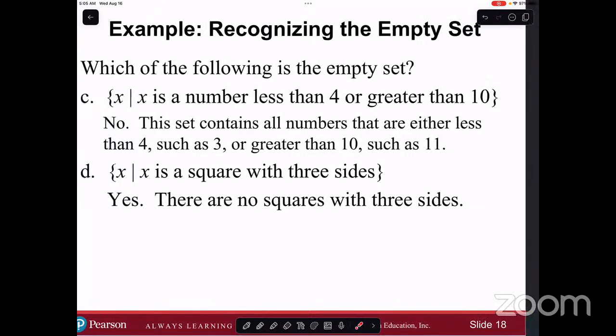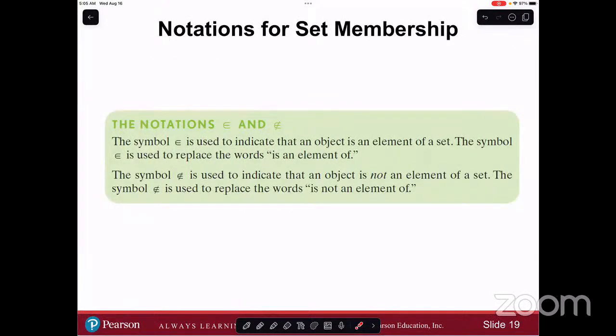Okay. Notations for set membership. The notations are "is an element of" and "is not an element of." The symbol here is used to indicate that an object is an element of a set. The symbol ∈ is used to replace the words "is an element of," so it's fairly simple to remember. It looks like an E. It just means is an element of or belongs to a set. And then the second symbol, the E with the slash through it, is used to indicate that an object is not an element of a set. This symbol is used to replace the words "is not an element of."